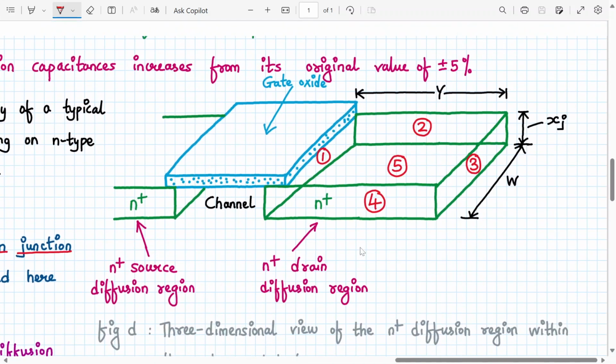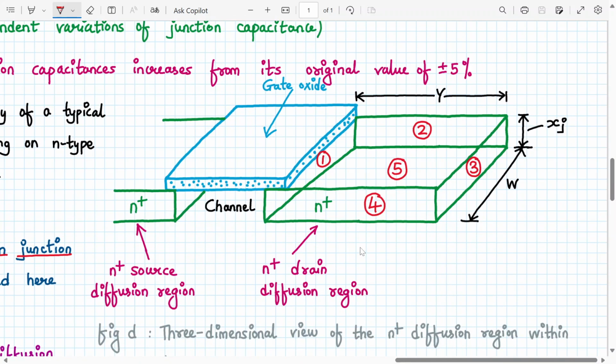Fine. So we will now analyze this geometry. Now, very important from the numerical point of view. Pay complete attention now. We know that this is my channel, between the n plus diffusion regions. This is the n plus drain diffusion region. This is the n plus source diffusion region. This is my gate oxide, and on top of it I have my gate, and I take the terminals out. I am not drawing it properly, but here it is a 2D structure. You can imagine the gate terminal up above it.